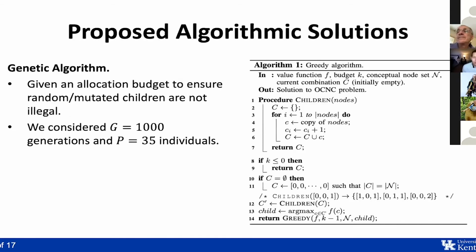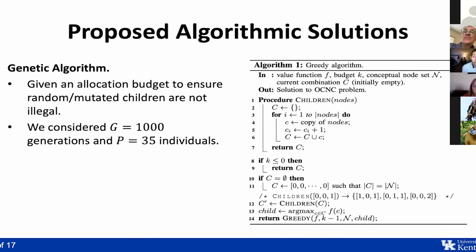So here are our proposed algorithmic solutions. We consider a genetic algorithm, which is pretty straightforward. It simply instantiates a population of children that represent our conceptual node combinations, and then we mutate them or randomly instantiate them over a number of generations. For our work, we considered 1,000 generations and a population size of 35 individuals.